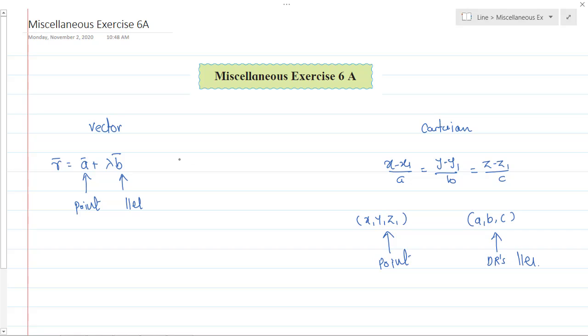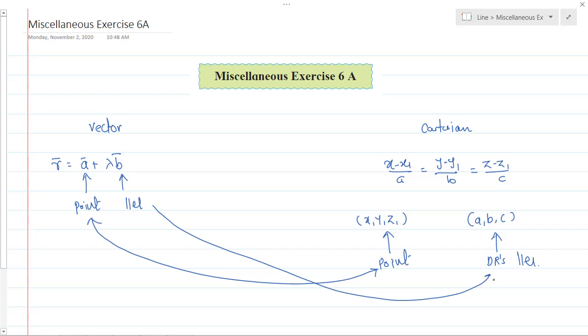If you compare the vector form and the Cartesian form, you will find this point and this point are the same, and this parallel vector and this parallel vector are the same. In one of my videos I have shown how to convert the vector form into the Cartesian form and the Cartesian form into the vector form. It's very important to know all these concepts. I hope you are all okay with this. Now let's get started with miscellaneous exercise 6a.